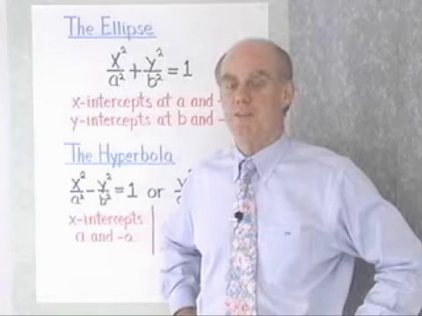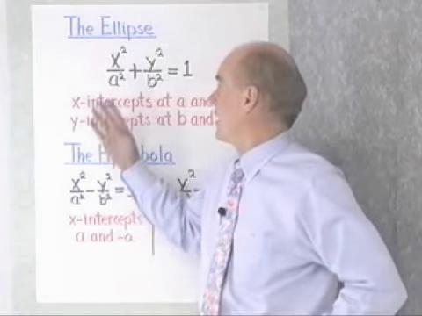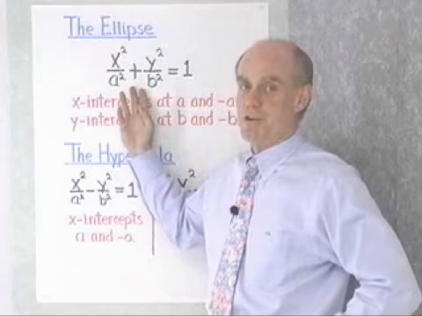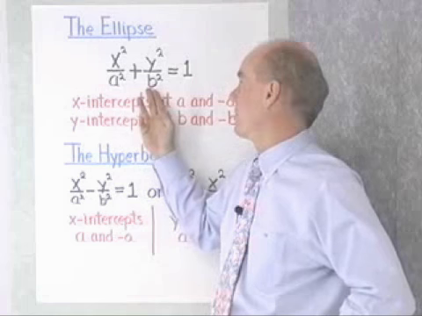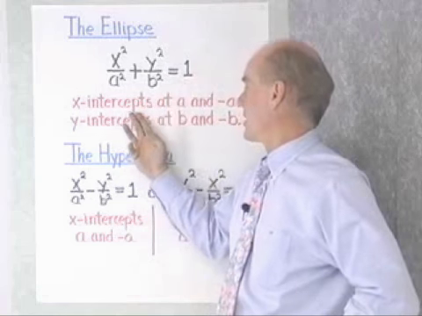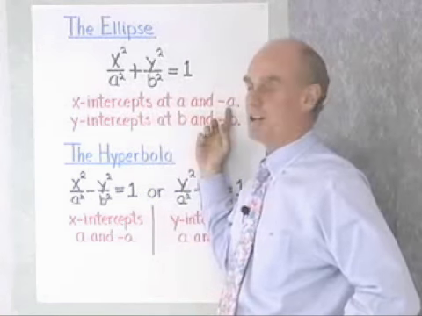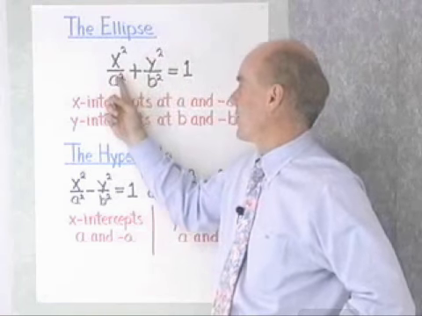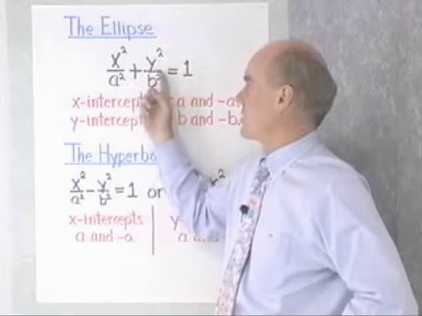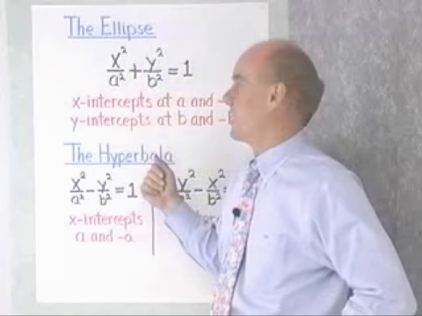In this section we're going to graph ellipses and hyperbolas. Now the equation for an ellipse that's centered at the origin looks like this. X squared over a squared plus y squared over b squared is equal to 1. The x-intercepts will occur at a and negative a because when I let y be equal to 0 in this equation, I have x squared over a squared is equal to 1, so that means that x is going to be plus or minus a.